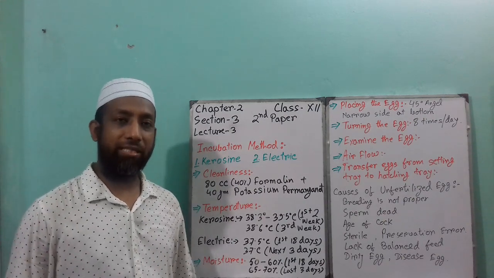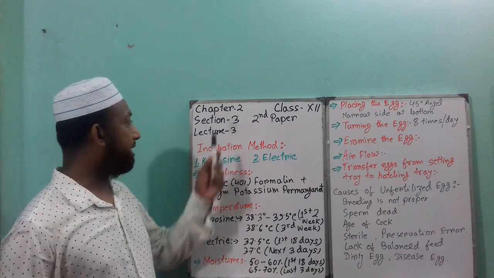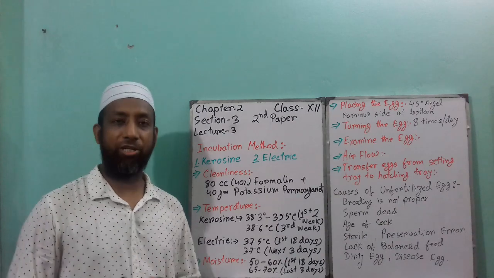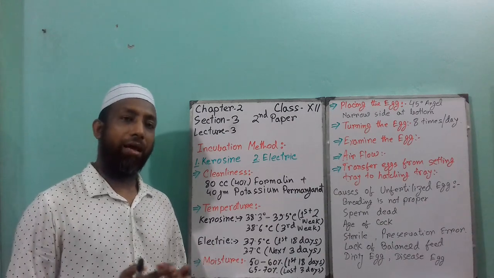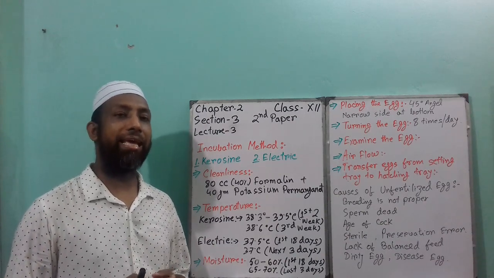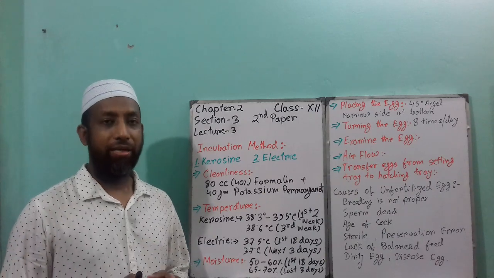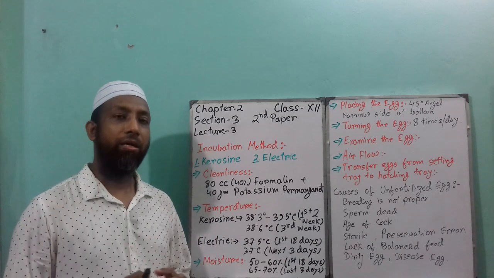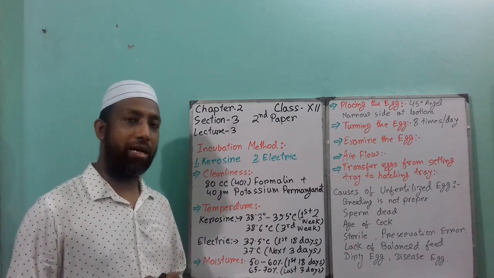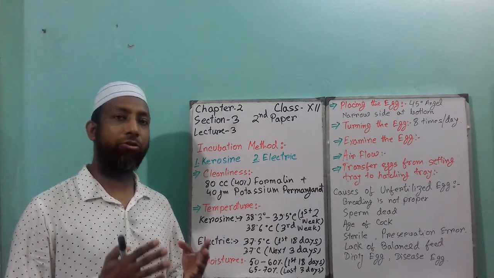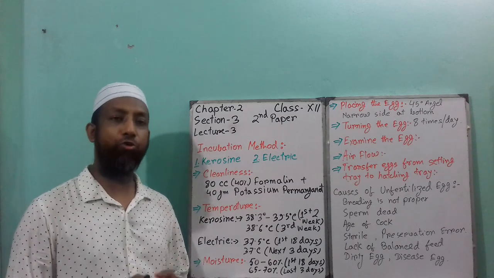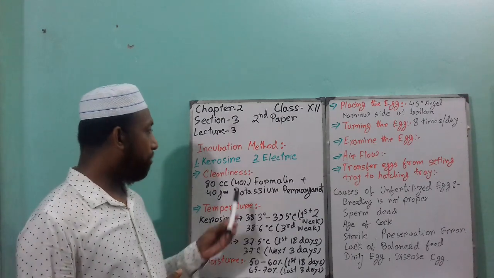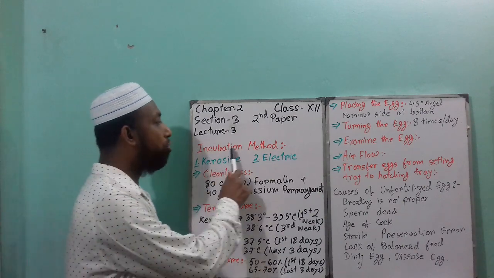Today I will discuss Chapter 2, Section 3, and this is the third lecture of this section. The section name is Egg Hatching of Hen. In the last two lectures I discussed the causes of fertilized egg, methods of incubation and their differences, etc. Today's topic is the incubation method.